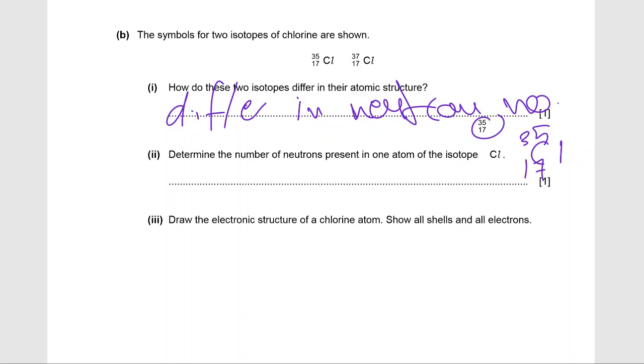Okay. Now the next question, determine the number of neutrons present in one atom of the isotope. Always you need to subtract 17, which is the atomic number or proton number, from the nucleon number. That means 35 minus 17, and this will give us 18 neutrons.